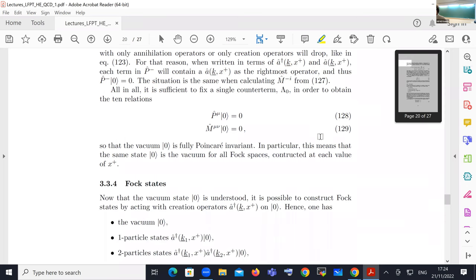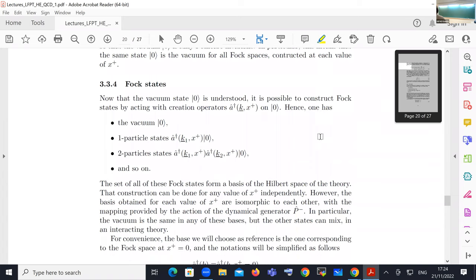So basically that's the situation now: for any given X plus, we have this vacuum state and we can construct a Fock space by acting with the creation operators, the A dagger, on it. So we have one particle, two particle Fock space and so on. And that's a Fock state construction that we can perform at each X plus. And so for each X plus, we would have such a Fock space.